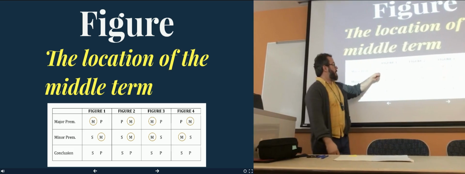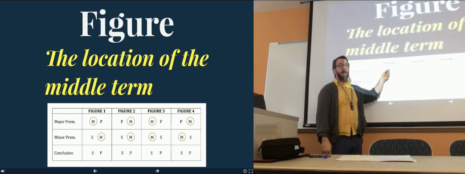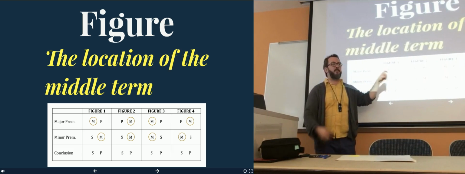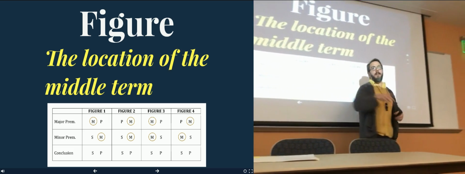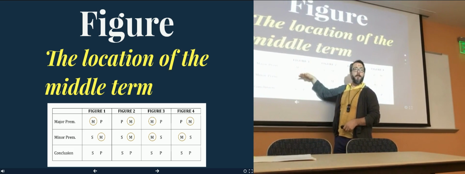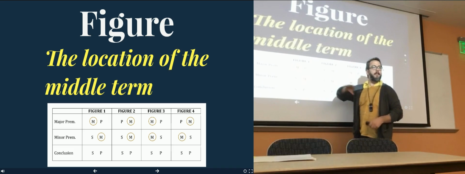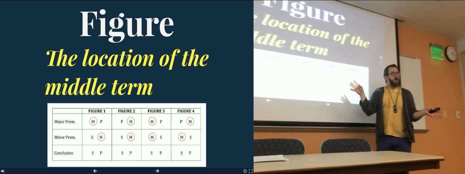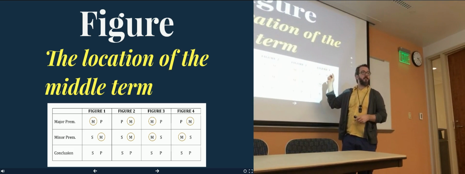But my middle term could be the subject of one of my premises, or it could be the predicate of one of my premises. And the fact that I can vary that, the fact that my middle term could be in the subject or the predicate position in the major premise, or it could be in the subject or the predicate position in my minor premise, this gives me a whole bunch of different possibilities for how I can arrange these terms, right?